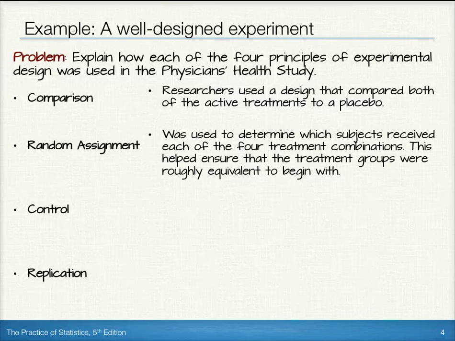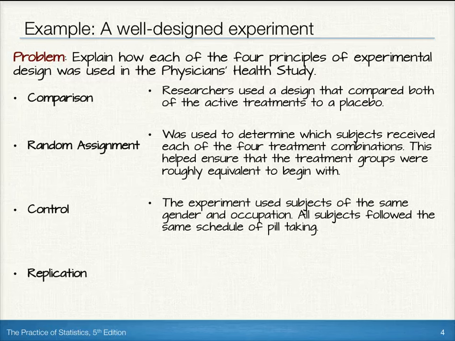For random assignment, we note this was used to determine which subjects received each of the four treatment combinations. This helped ensure that the treatment groups were roughly equivalent to begin with. The experiment used subjects of the same gender and occupation, and all subjects followed the same schedule of pill taking, so this experiment does have an element of control.